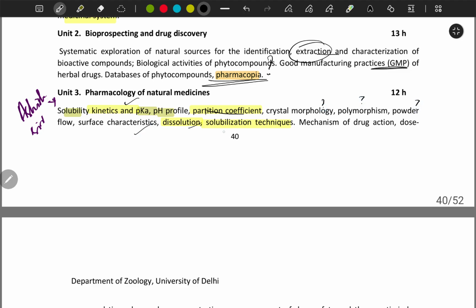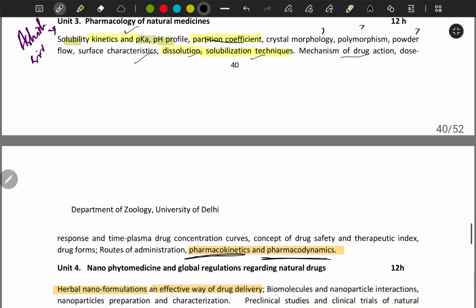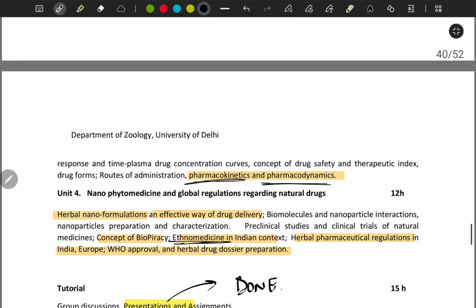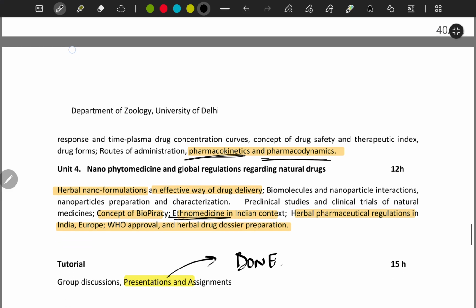Surface characteristic dissolution. Solution mechanism of drug action, have to do. Dose response, time, plasma drug concentration.